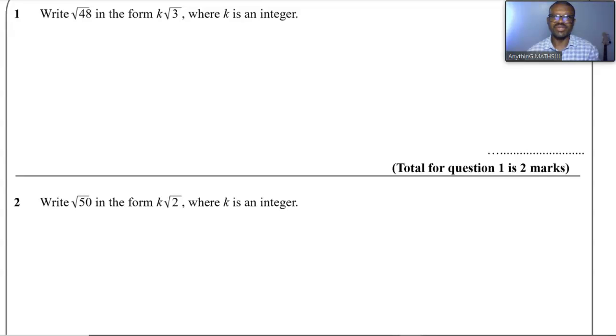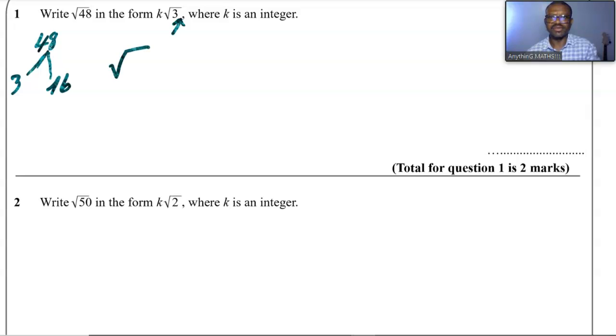The first question we want to look at is write root 48 in the form of k root 3, where k is an integer. We'll be given an important information here, root 3. How are we going to use that information to our advantage? Just write 48. Think of a square number, when you multiply by 3, that will give you 48. That is 16.